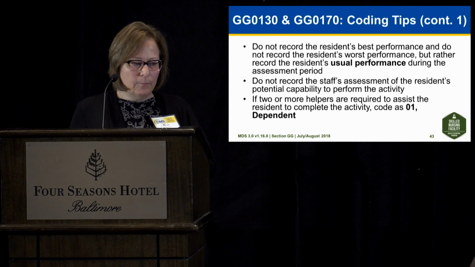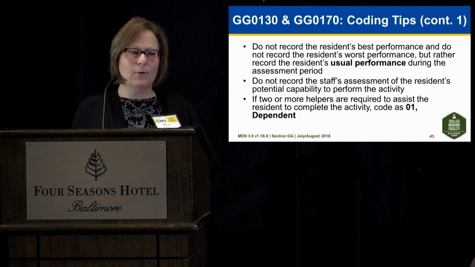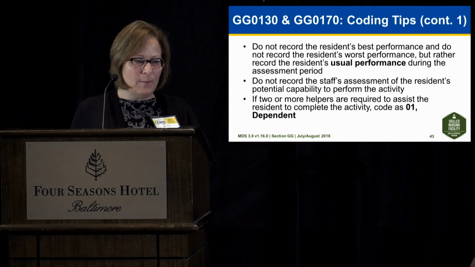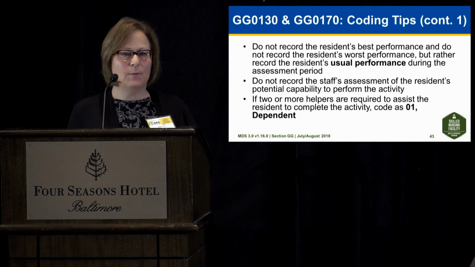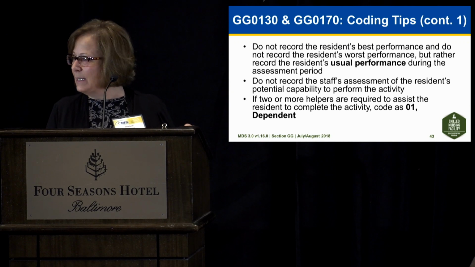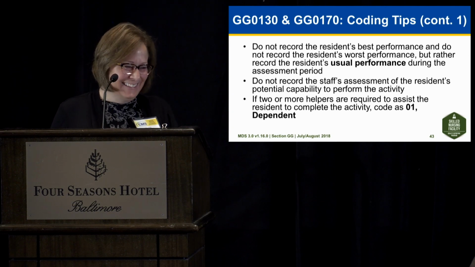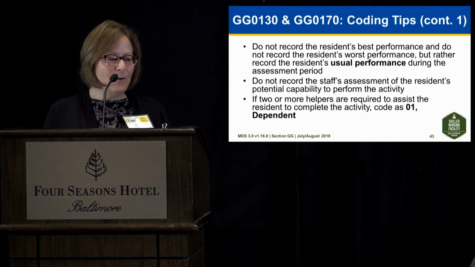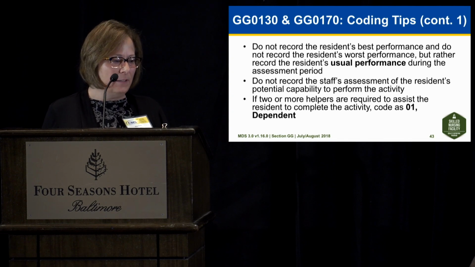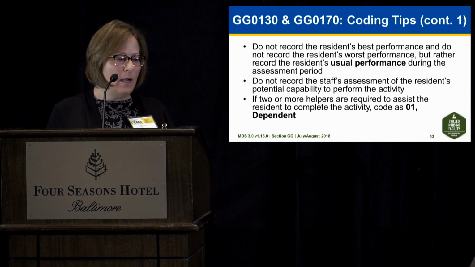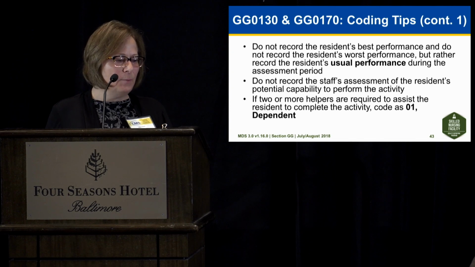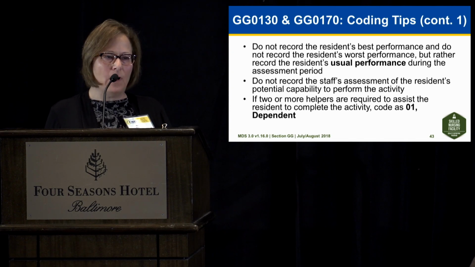Do not record the resident's best performance. Don't record the resident's worst performance, but rather code the resident's usual performance during the assessment period. I think I can say that in my sleep. Do not record the staff's assessment of the resident's potential to perform the activity. And if 2 or more helpers are required to assist the resident to complete the activity, code as 01 dependent.